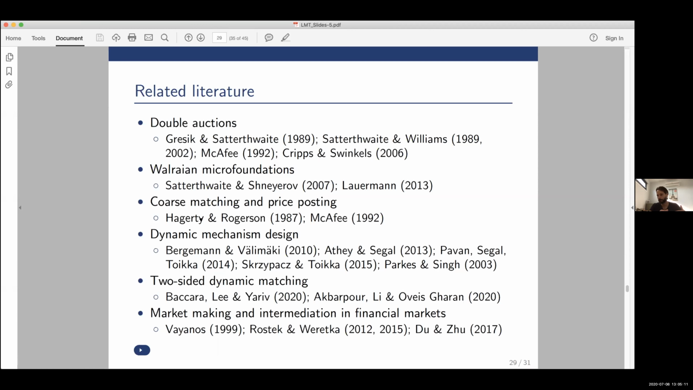So what our posted price result does is kind of combine these mechanisms, at least for binary types, right? So you post a price, but then in the situation where McAfee and Hagerty-Rogerson would have to sacrifice a trade, well, we're going to store one, and that's going to be the efficient thing to do. So that's the connection to Hagerty-Rogerson and McAfee that I didn't talk about at that point.